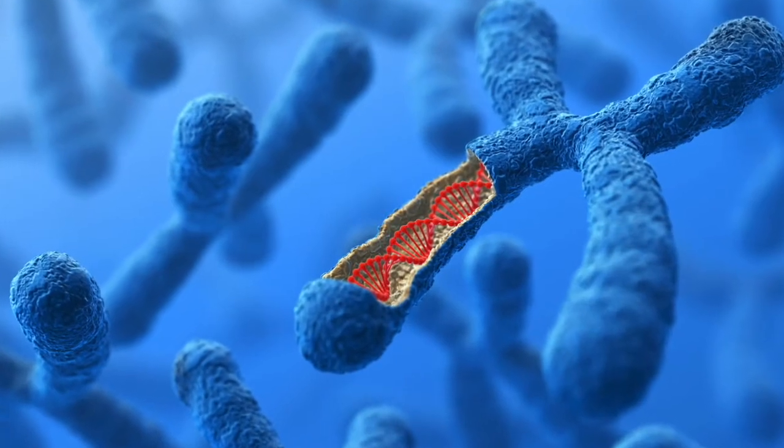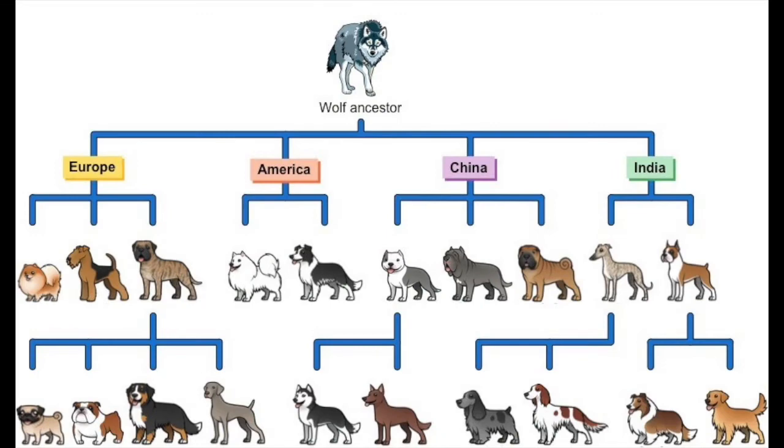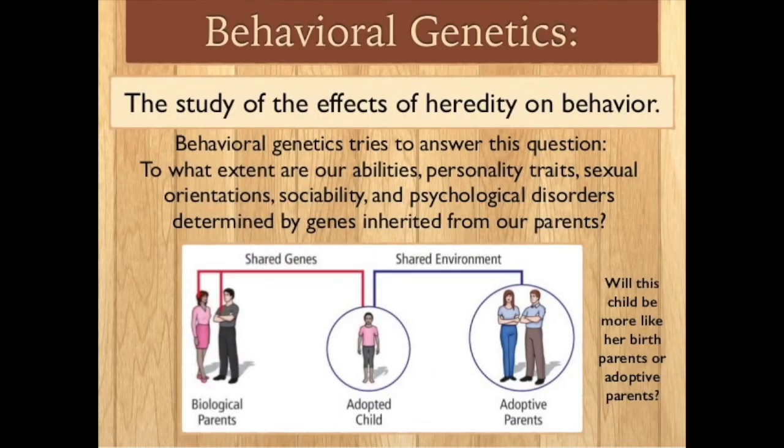Molecular genetics involves the manipulation of genes. Selective breeding occurs when organisms are chosen for reproduction based on how a particular trait they display is wanted to be passed down. Behavioral genetics is the study of the degree and nature of heredity's influence on behavior.